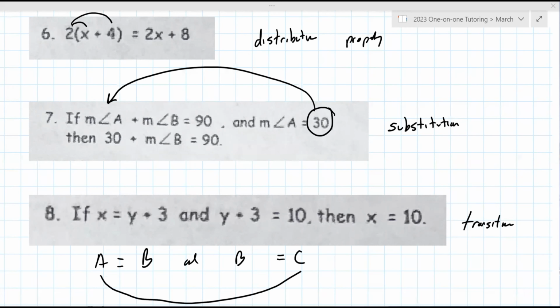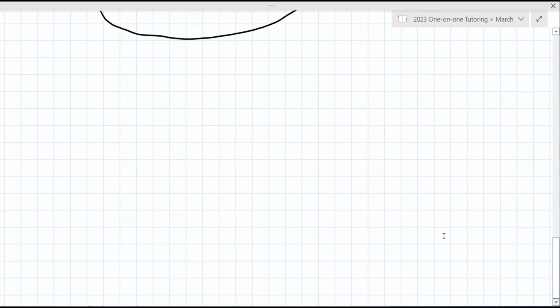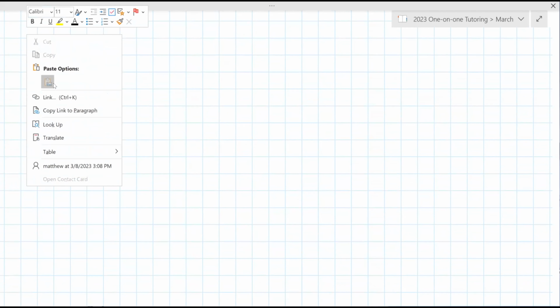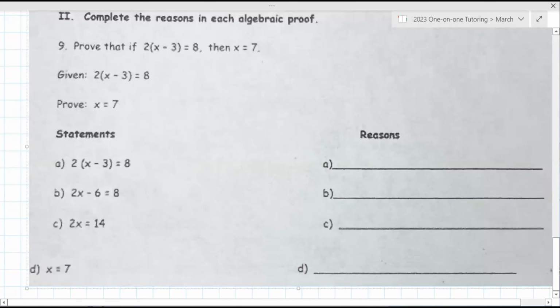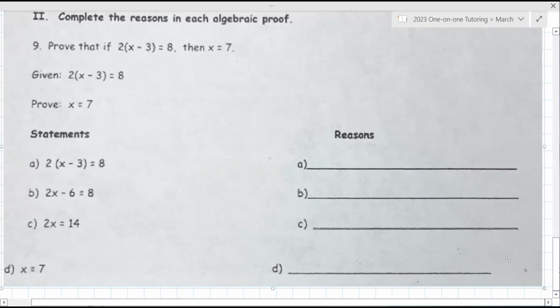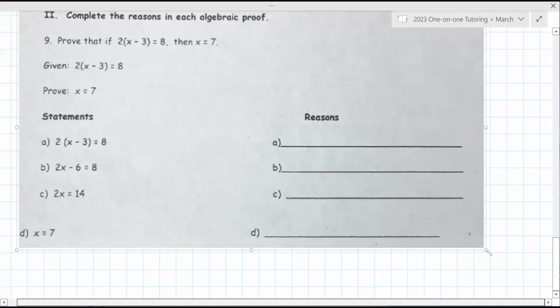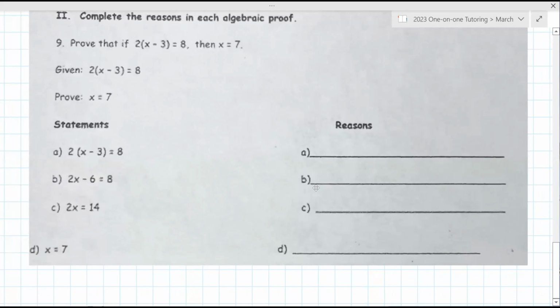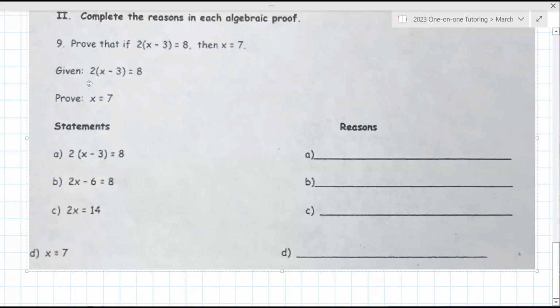Okay. All right, so number 2 is to complete the reasons in each proof. We've done a bunch of these past few lessons. This should be something that's very, very familiar to you. Let me just resize this a little bit. Okay, the stuff at the top is just the given and the prove. I don't know why they repeat it here, but you always start with the given. Okay, you've got that down from previous problems.